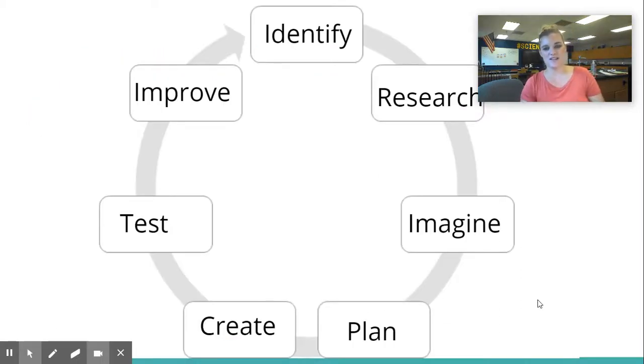So here is your cycle wheel on the front. The arrow didn't copy very well. Just know that all those boxes go in a circle. So these are all the steps of the engineering design process that we're going to talk about in a second. We identify, we research, we imagine, we plan, create, test, and then improve. I think I ran out of fingers somewhere in there. So write this down on the front of your sheet, and then we're going to go through each of the steps on the back of the paper.